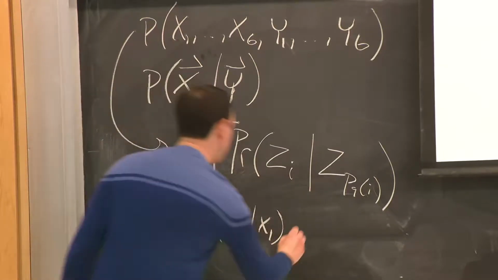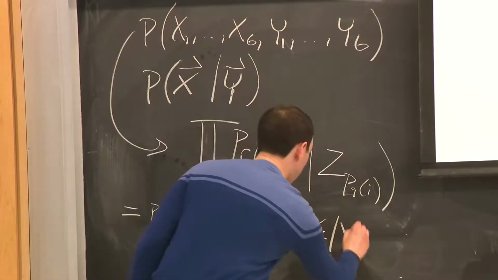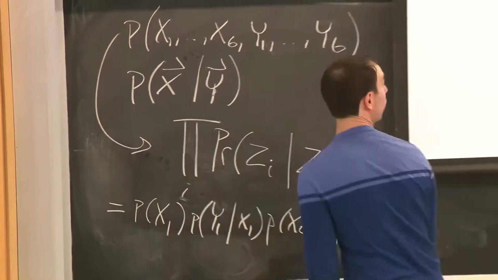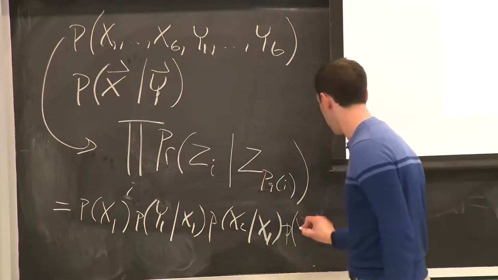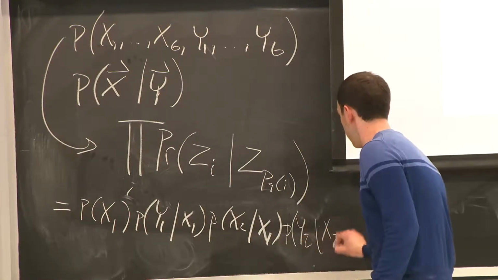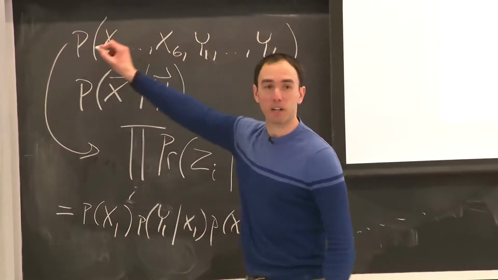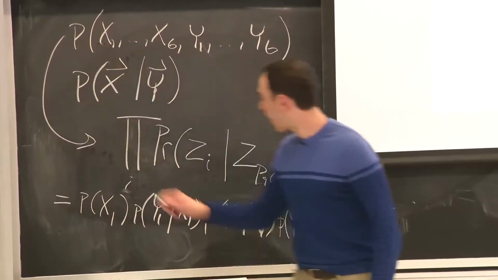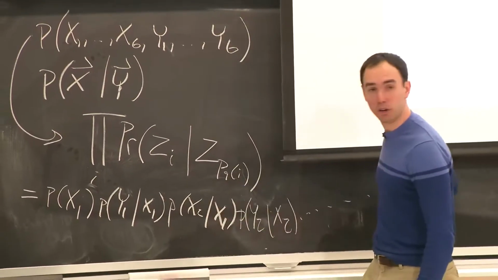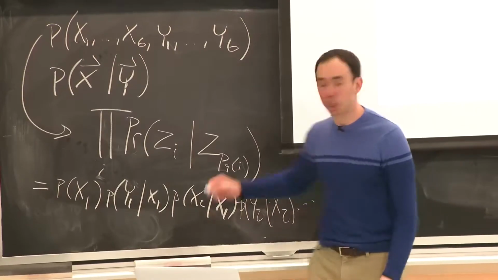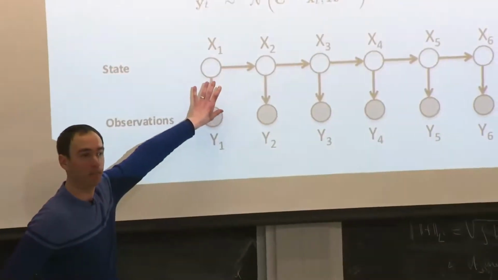Next, we have x2. What are the parents of x2? Everyone say out loud? x1, OK. Then we have y2. What are the parents of y2? Everyone say out loud? x2. And so on, OK? So this joint distribution is going to have a particularly simple form, which is given to you by this factorization shown here. And this factorization corresponds one-to-one with the particular graph in the way that I just told you.